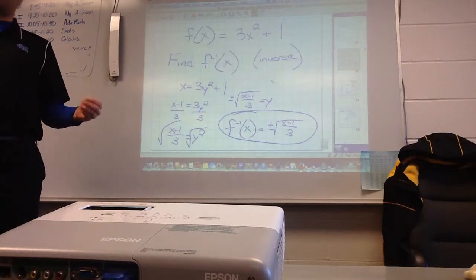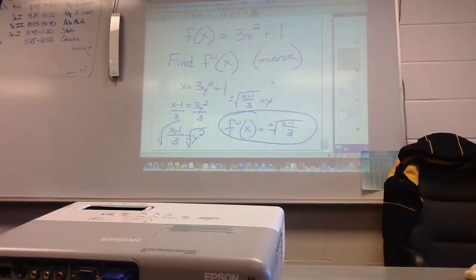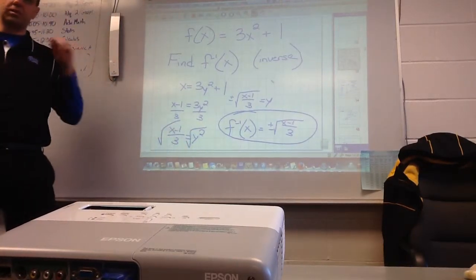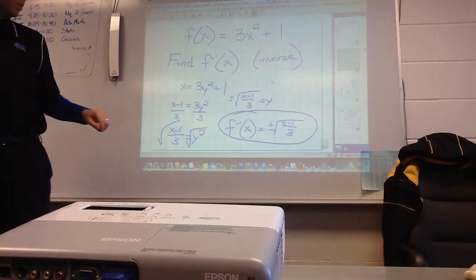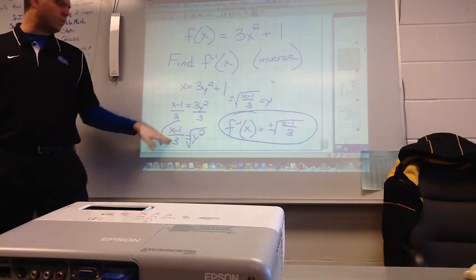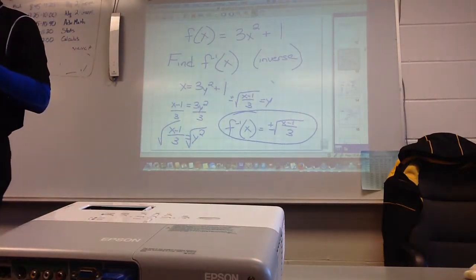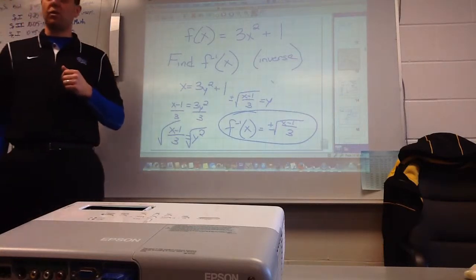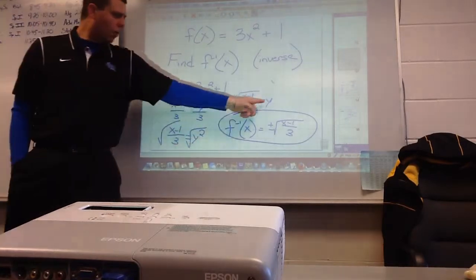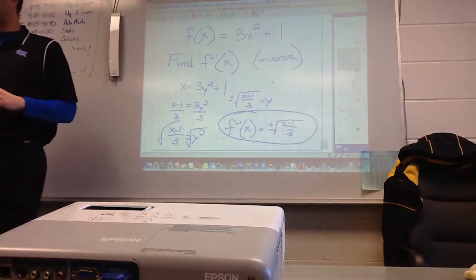Y is not by itself yet because it says y squared. What would you have to do to get rid of the squared? Square root both sides. So that's where the square root comes in. Okay, I square root both sides to get y by itself. And because I'm square rooting both sides of an equal sign, I'd like you guys just to get in the habit of writing that plus or minus there. Just like when you were solving quadratic equations and you used square roots, you had to put plus or minus there. So y equals plus or minus the square root of x minus 1 all over 3.